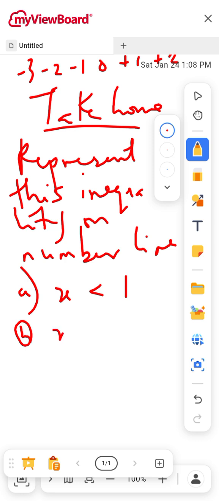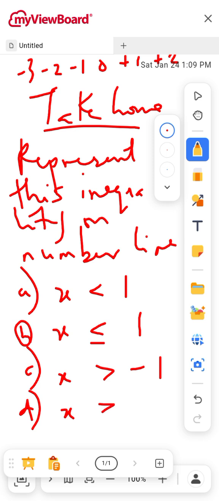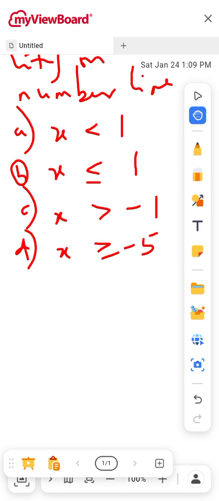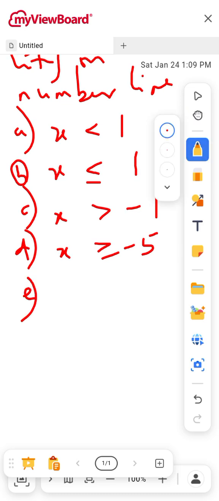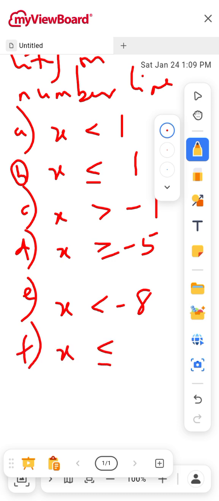Our b is s less than or equal to 1. Our c is x greater than -1. Our d is x greater than or equal to -5. Okay, our e is x less than -8. Our f is s less than or equal to +5. So represent all of this on the number line and forward in your answers.